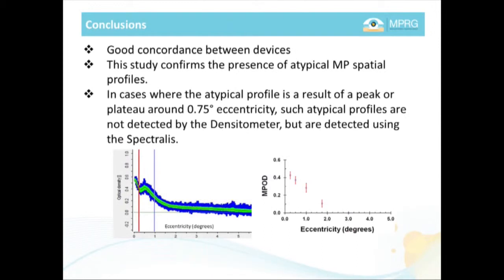So the conclusion I got from this study is that there's very good concordance between these devices in both measurements and in profile classification. This study helps to confirm the presence of these atypical macular pigment spatial profiles. And as discussed before, macular pigment spatial profiles do have implications for macular pigment distribution in the back of the eye.